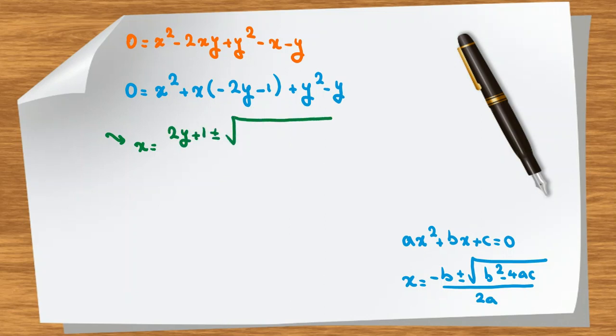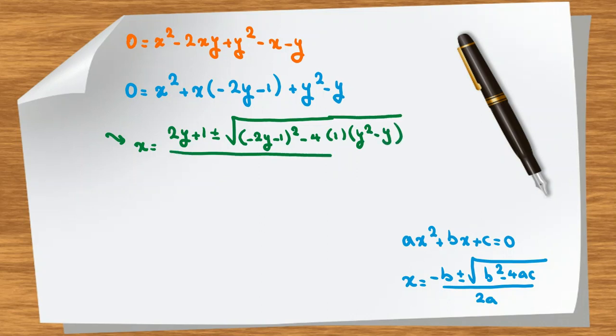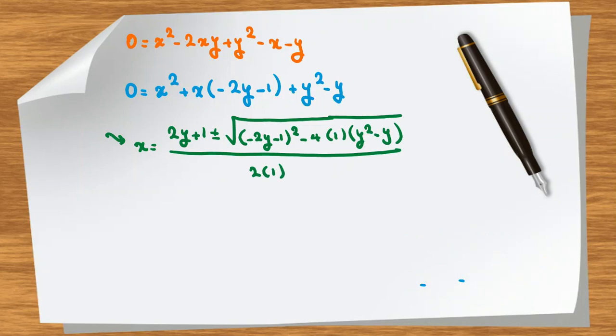Now, if we apply this here, we conclude that x equals 2y plus 1 plus or minus the square root of (-2y minus 1) squared minus 4 times a times c, where c is y squared minus y, all over 2a, which is 2 times 1. Now we want to simplify. So let's consider the thing inside the square root. We call it delta or the discriminant. It should be a perfect square because x and y are integers.